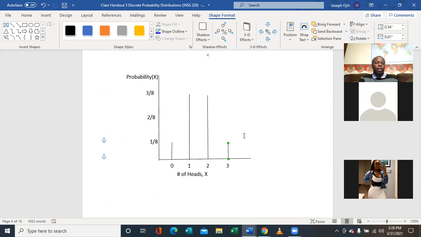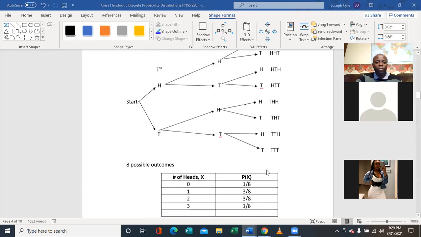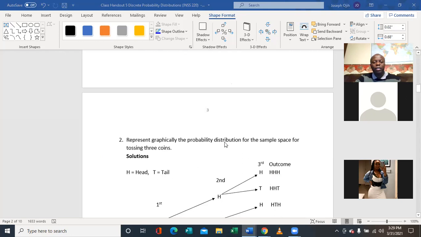Now, some books might want you to make it look like a histogram. In that case, you just close this space, close the space, and it becomes a histogram. Then close this one, and that makes it a histogram automatically. Some books ask you to do that. It's basically the same thing. So we have answered the question of representing graphically the probability distribution for the sample space for tossing three heads.